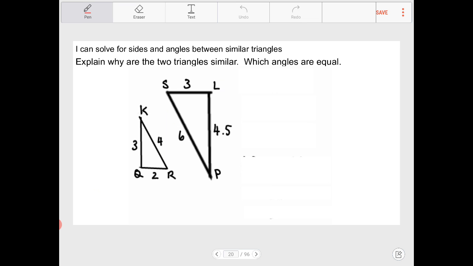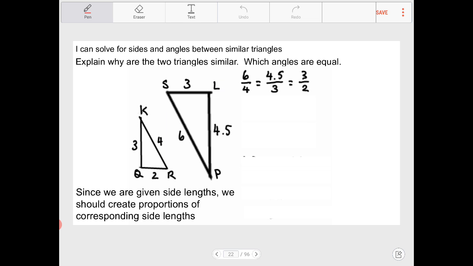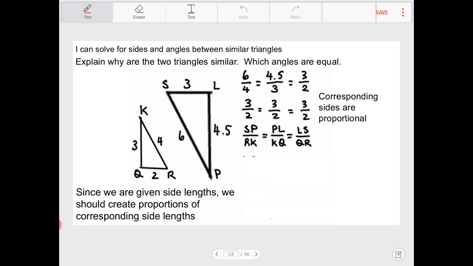Let's take a look at whether these two triangles are similar or not. And again, I'm going to compare based on size order. I'm going to compare the two triangles. I have 6 to 4, 4.5 to 3, and 3 to 2. And then as it turns out, they are indeed all equivalent to 3/2. So yes, these two triangles are similar because of side-side-side similarity.